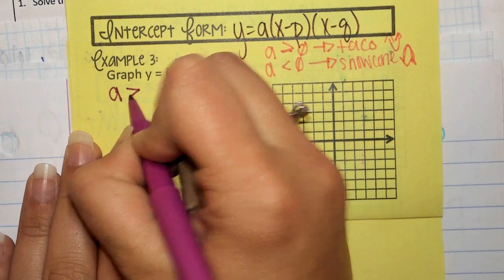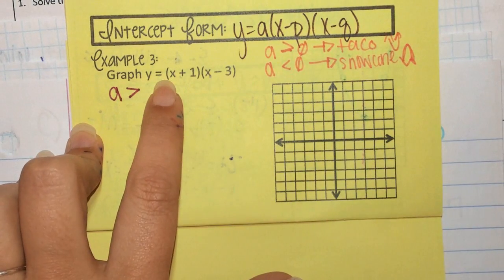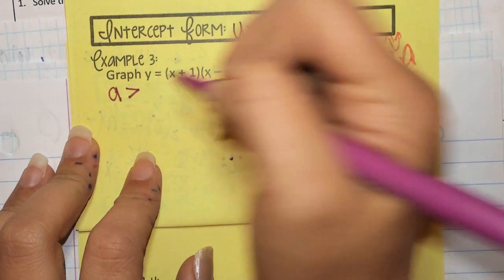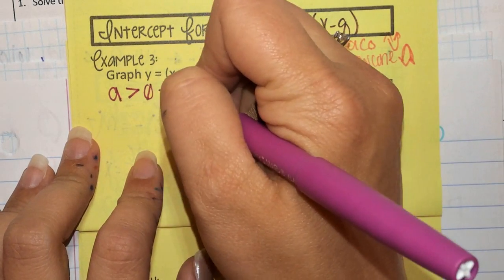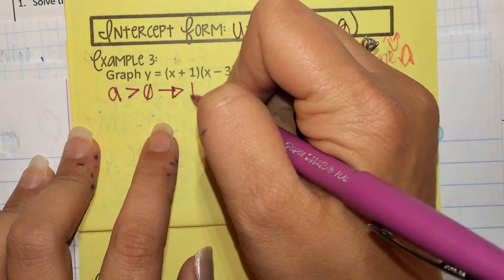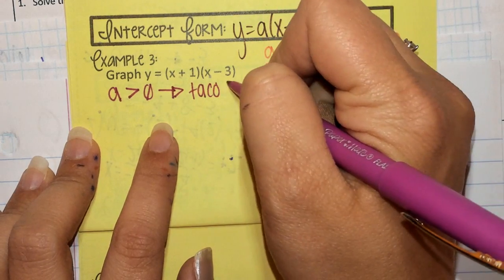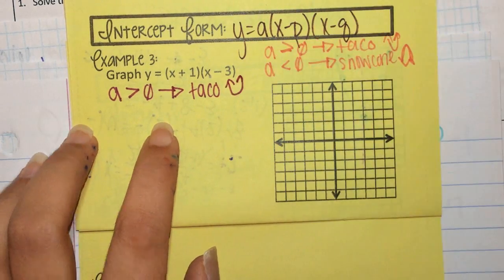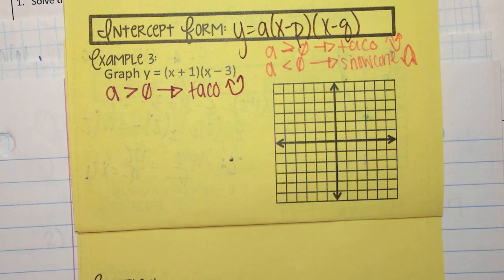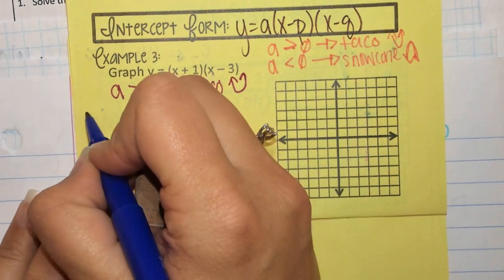So first, is A greater than or less than 0 right here? Greater than. So is it a snow cone or a taco? Taco. Which means it's going to open up like this. Is everybody with me so far? Yes. Then, for step 1.